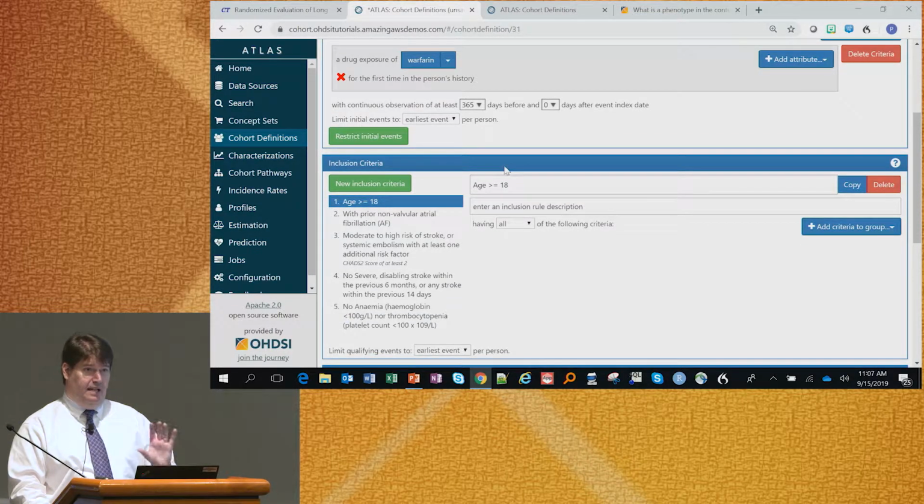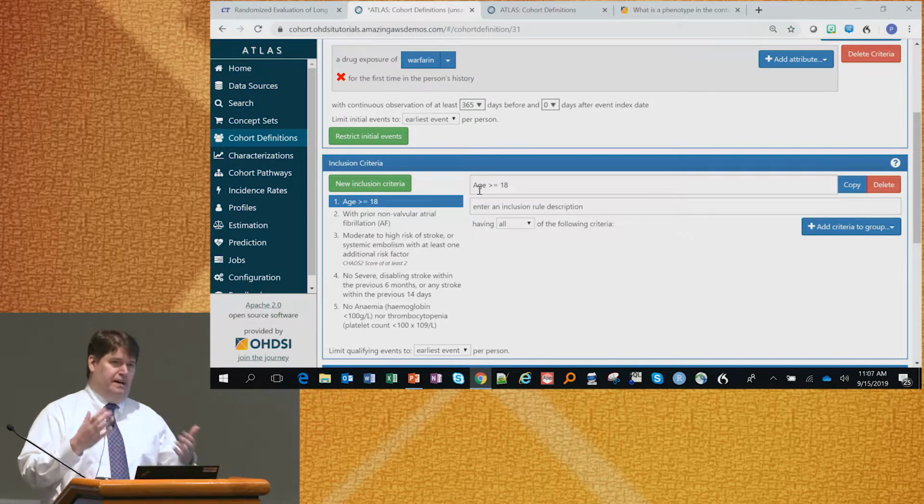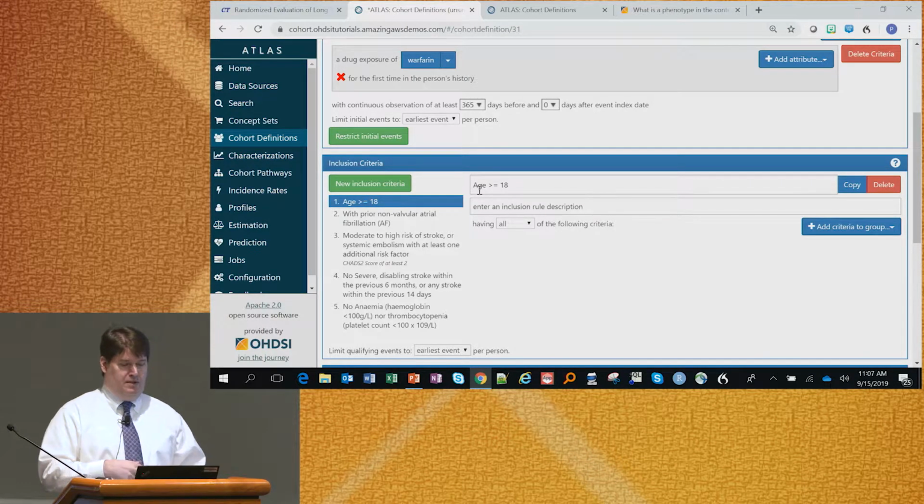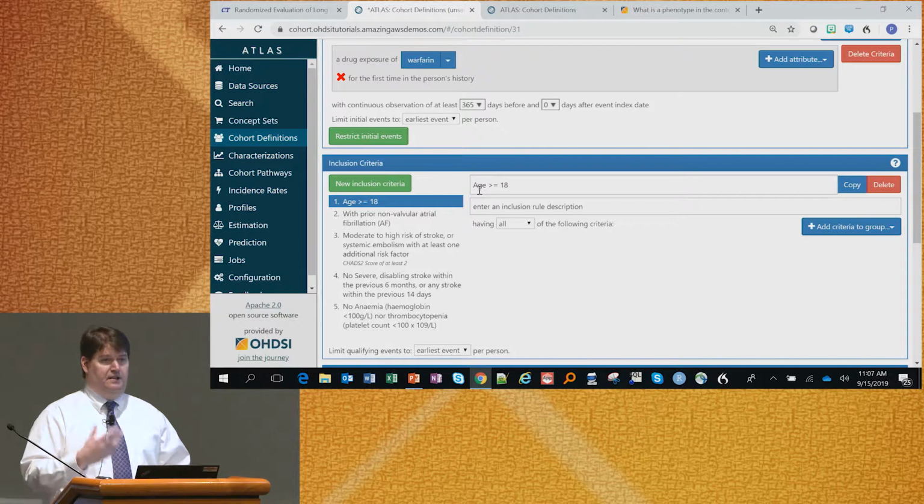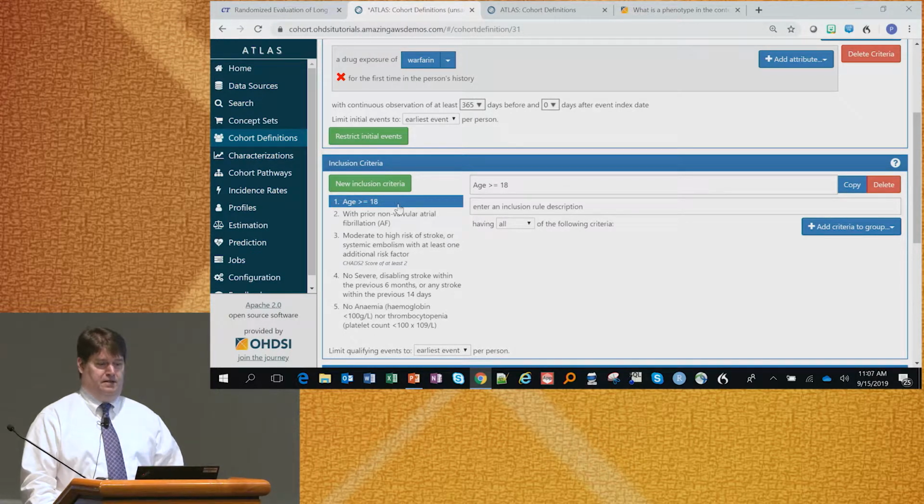Okay. Everybody good so far that if we just took this cohort definition, all we'd have is people of any age, just their first exposure to warfarin? That's what we'd have at this point. Now, the first thing that they called for in the protocol document or the trial was that they have to be age greater than 18. So here's the age greater than 18 inclusion criteria.